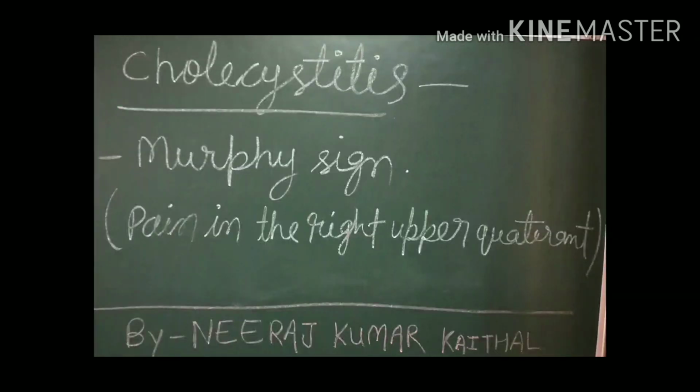Next, cholecystitis. Cholecystitis means inflammation of gallbladder. Gallbladder is an organ which stores bile. Bile is produced by the liver. In cholecystitis condition, Murphy sign is present. Murphy sign means pain in the right upper quadrant.